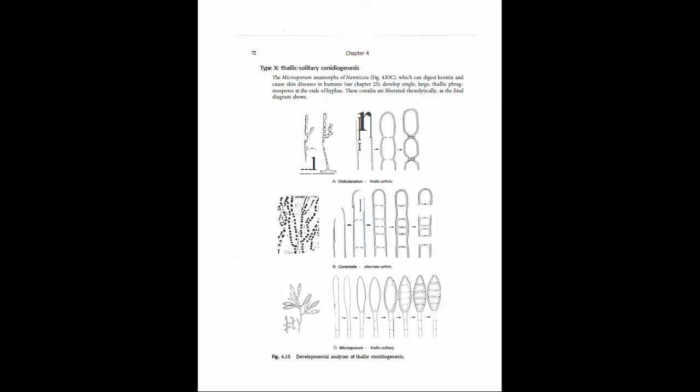A. Oidiodendron, thallic arthric. B. Corymia, alternate arthric. C. Microsporum, thallic solitary. Fig 4.10 Developmental analyses of thallic conidiogenesis.